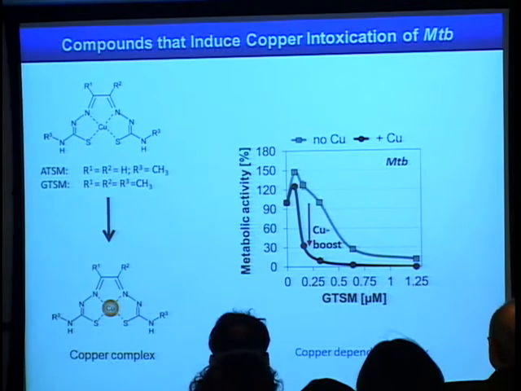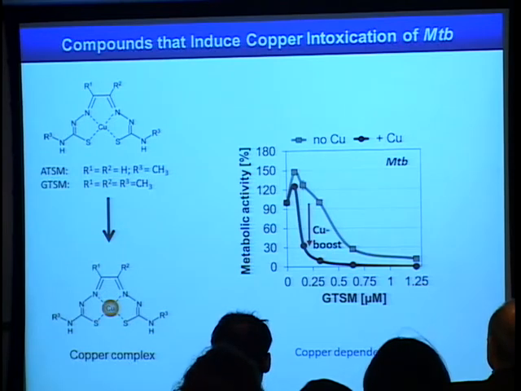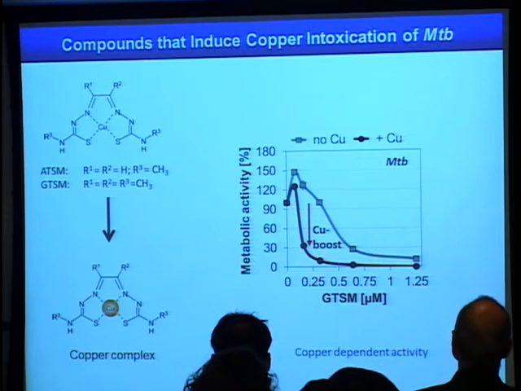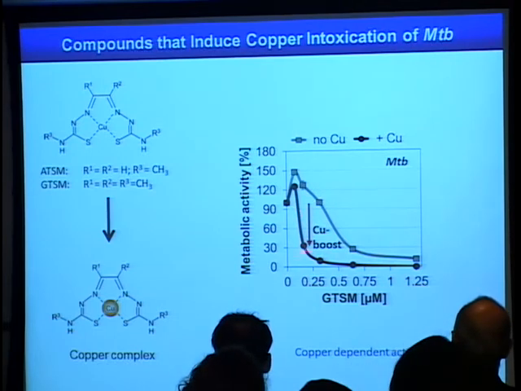Here's the profile for GTSM. It's a little bit different. It looks as if GTSM can actually synergize with the trace amounts of copper that we have in our assay, and we need to provide those because copper is an essential micronutrient, so it facilitates growth of TB at those concentrations. And GTSM is way more potent. It is active against TB at nanomolar levels, about 250 nanomolar here.